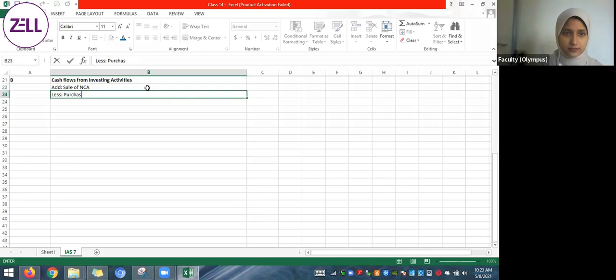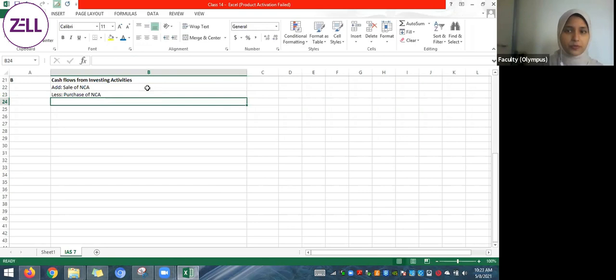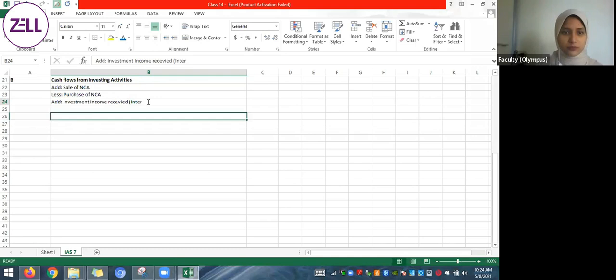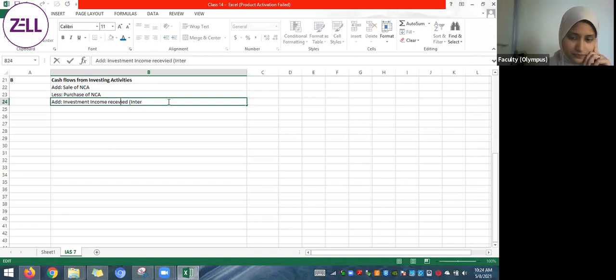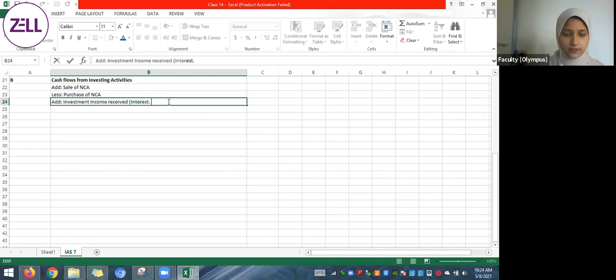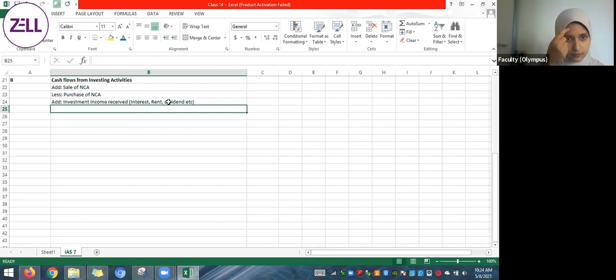What about investment income that you're receiving? The coupon rates that you're receiving for loan notes that you've given, or the rental income that you're receiving. What do you do with that? Add. Investment income received. This could be interest, this could be rent, etc. So sale of NCA, purchase of NCA, investment income received.